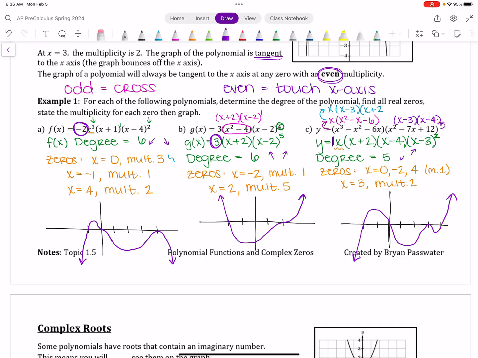So to recap, you need to completely factor your function in order to identify your zeros, and then you look at the degree of the entire function in combination with its leading coefficient to determine how the ends behave, and that will help you sketch the behavior of the middle of the graph at your zeros.